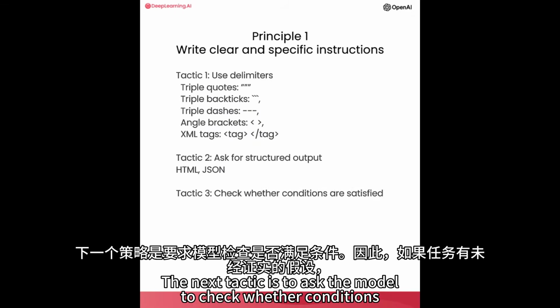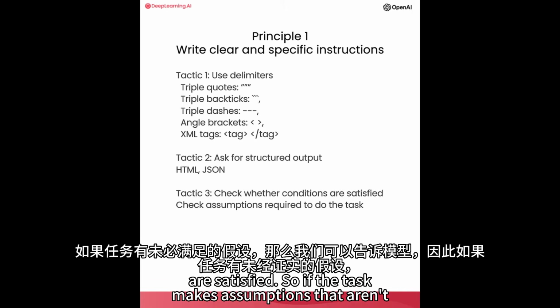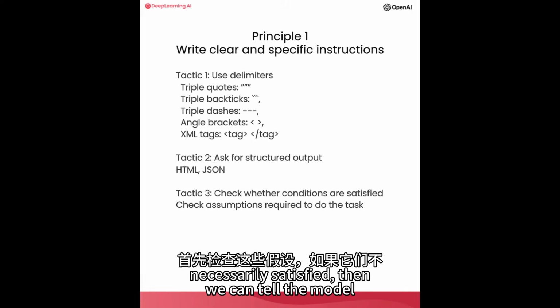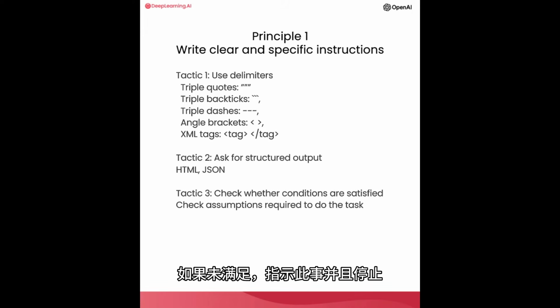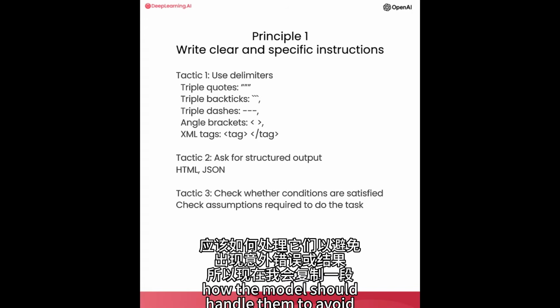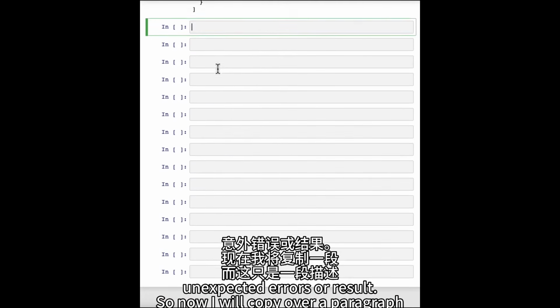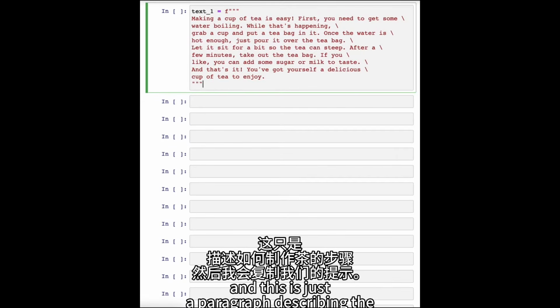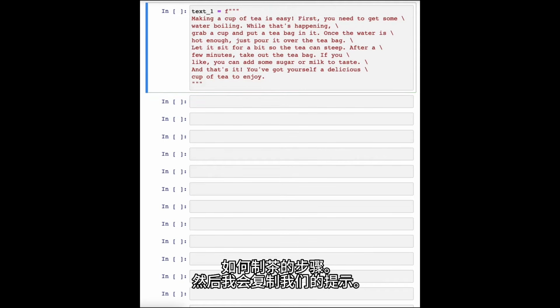The next tactic is to ask the model to check whether conditions are satisfied. If the task makes assumptions that aren't necessarily satisfied, then we can tell the model to check these assumptions first, and if they're not satisfied, indicate this and stop short of a full task completion attempt. You might also consider potential edge cases and how the model should handle them to avoid unexpected errors or results. So now I will copy over a paragraph, and this is just a paragraph describing the steps to make a cup of tea. And then I will copy over our prompt.